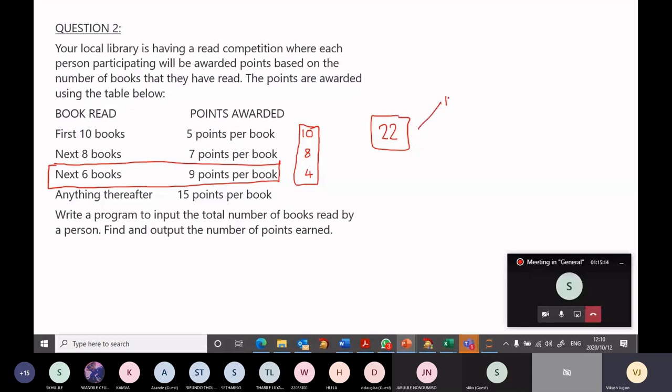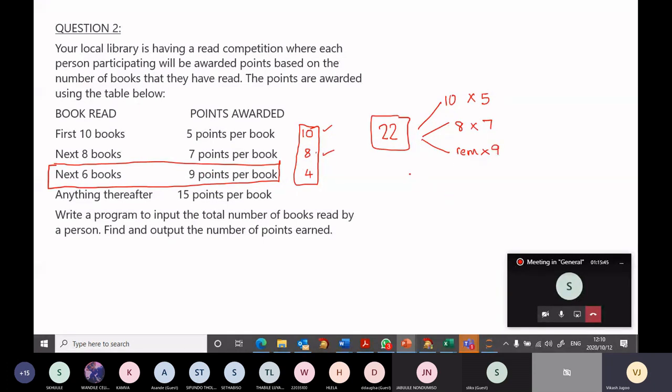Now, if you read 22 books, the first 10 books are at 5 points. The next 8 books are at 7 points. And then remember, I've read 22. What's the remainder? The remainder is at 9 points.